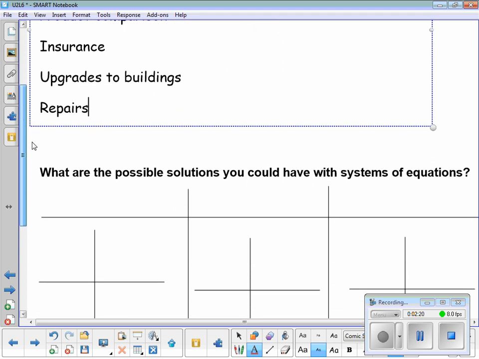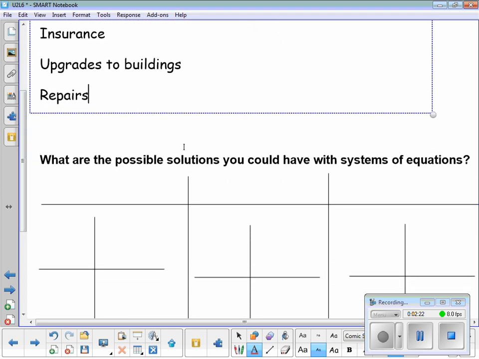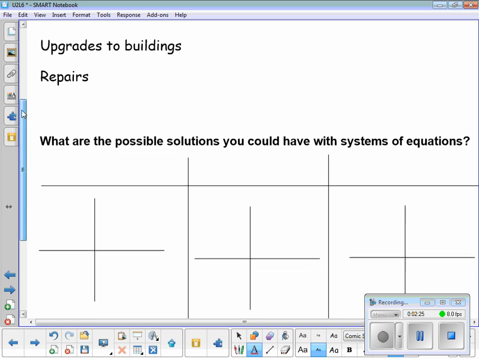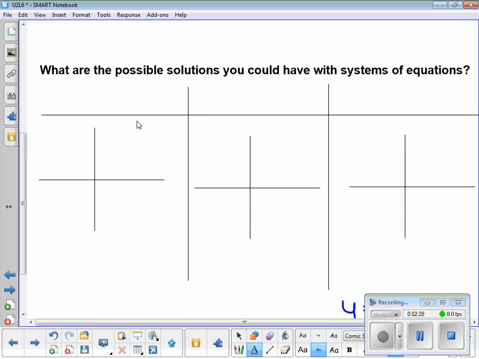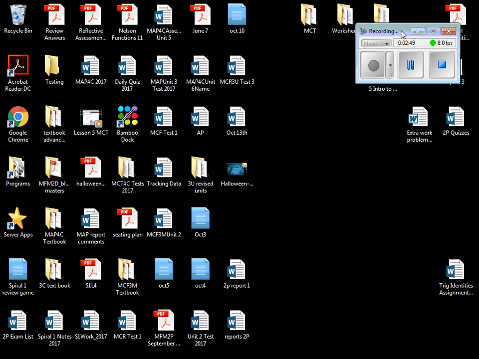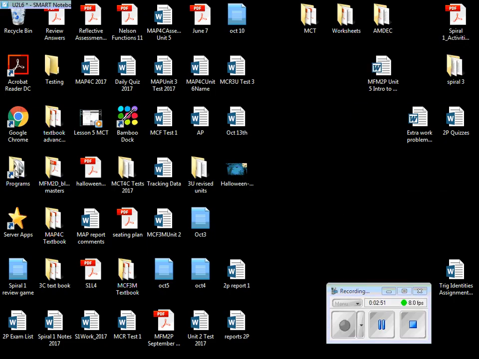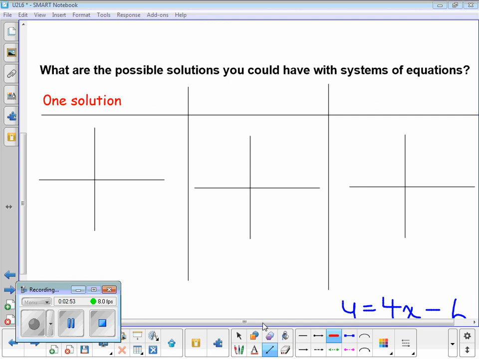Now what we're going to change to is what are some of the possible solutions you can have for a system of equations. You can see that I've divided my page into three because there are three different possible solutions. One possible solution is that I have one solution. The way this would work is, I'm just going to move this out of the way. Oops, sorry, that moved everything out of the way, which I didn't want. I'll just move it over here then.